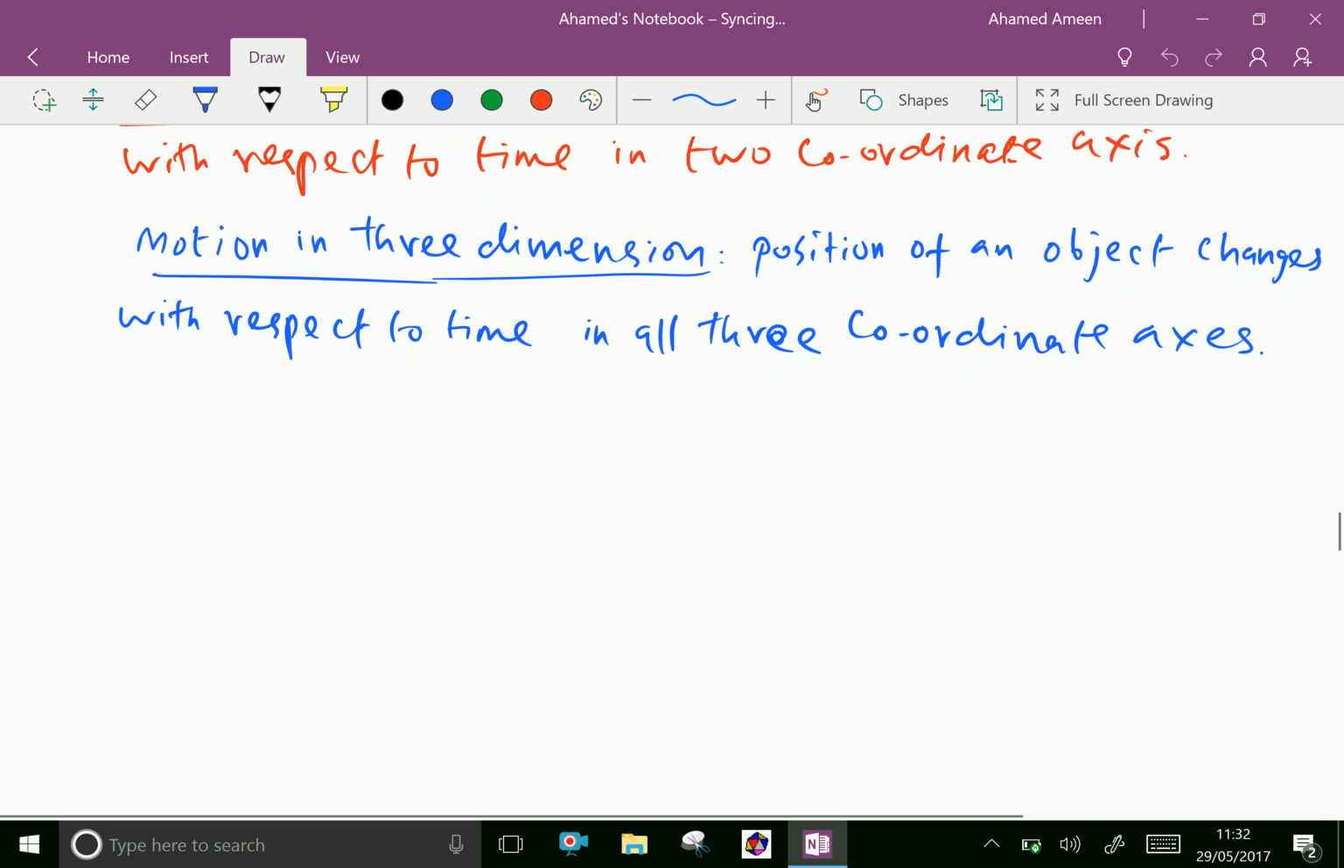Motion in three dimensions: the position of an object changes with respect to time in all three coordinate axes. Consider a flight flying in the sky, so it changes in every direction with respect to time, maybe in the x or y or z direction at any time.